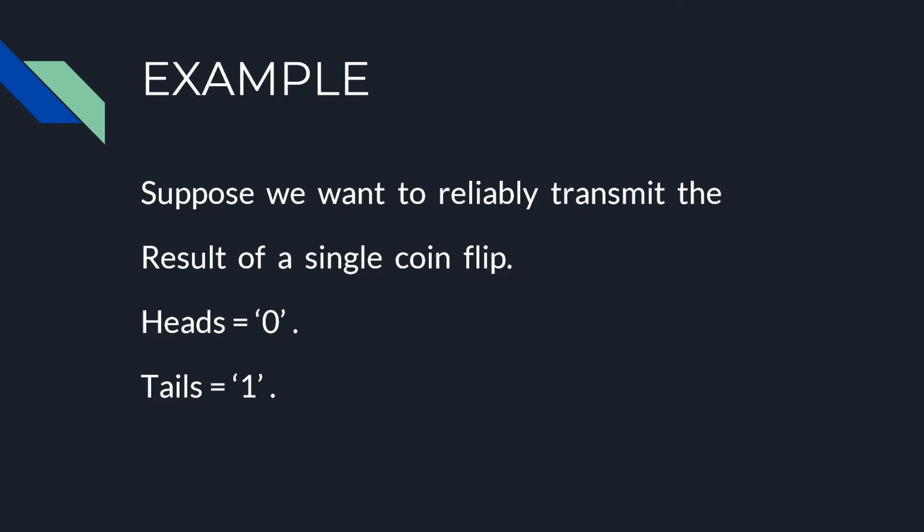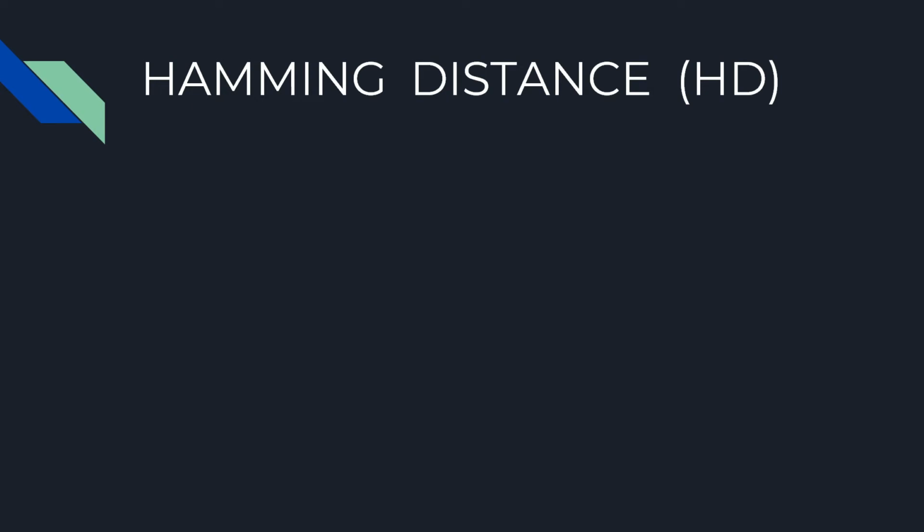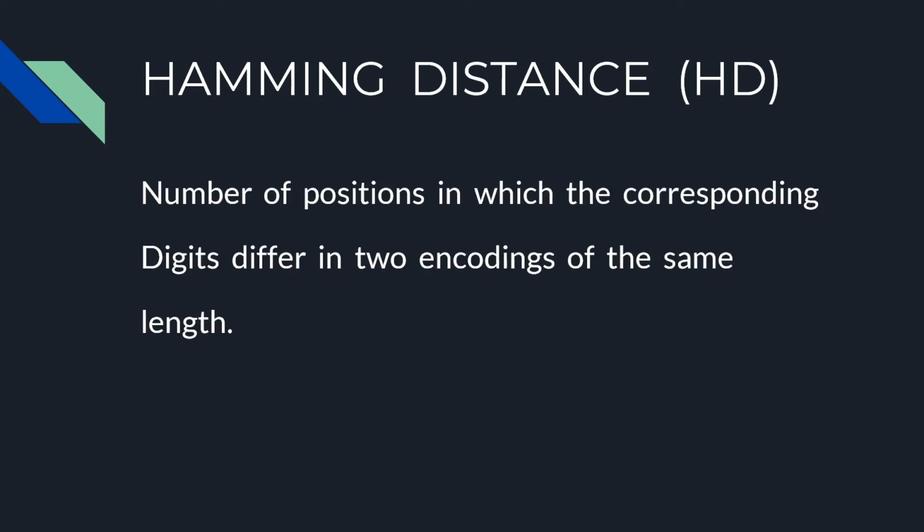To help with our discussion, we'll use Hamming distance. What is Hamming distance? The number of positions in which the corresponding digits differ in two encodings of the same length. What does that mean? Let's look into an example to understand Hamming distance first.